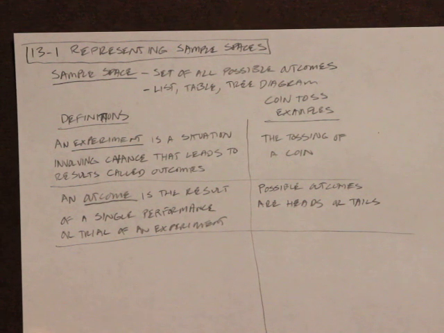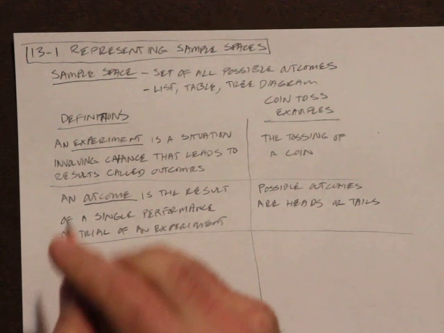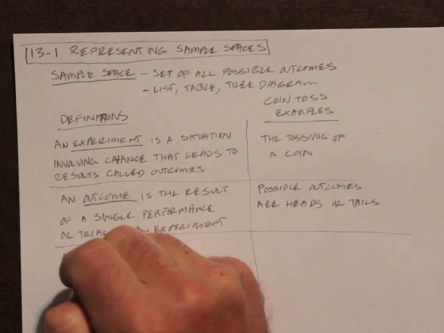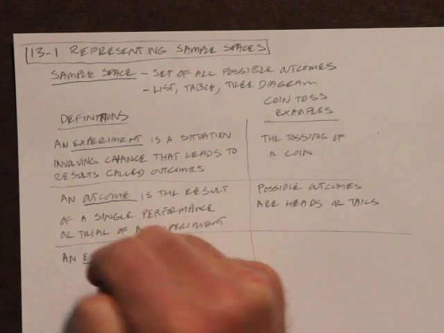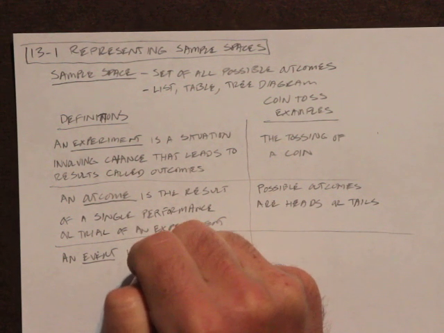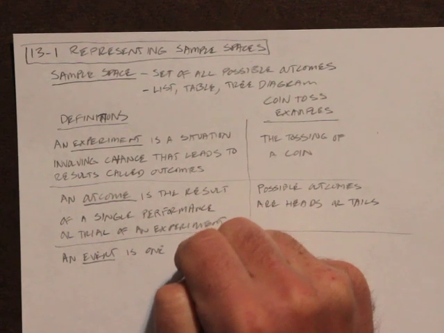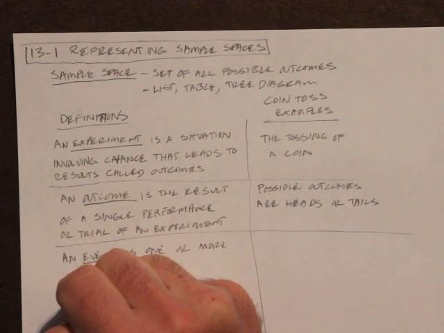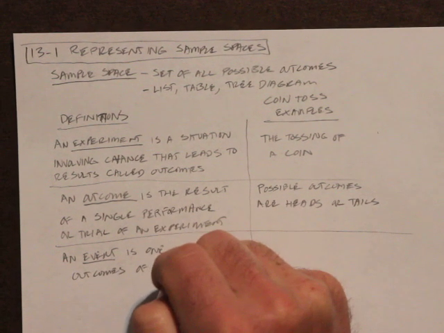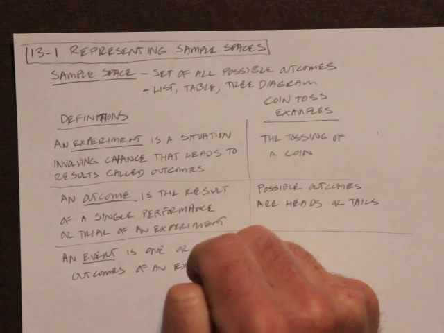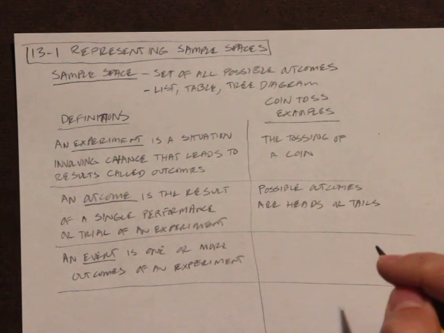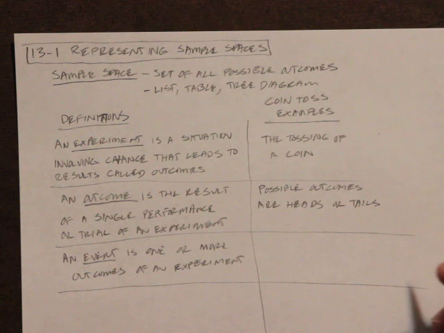Alright, now the next definition is an event, and this is the last one, and we'll start doing some examples. An event is one or more outcomes of an experiment. So the example would be the coin landing on tails.